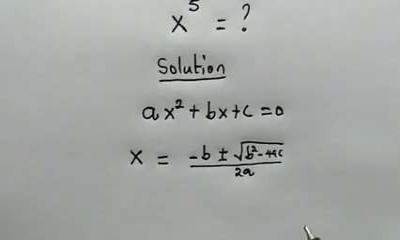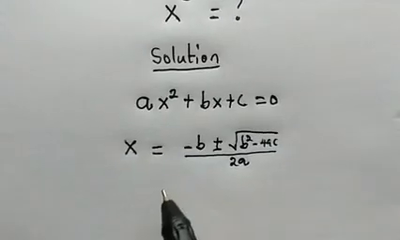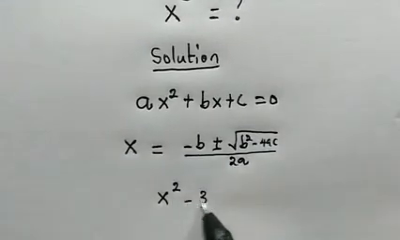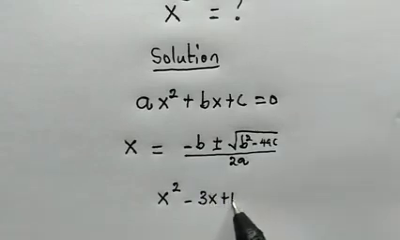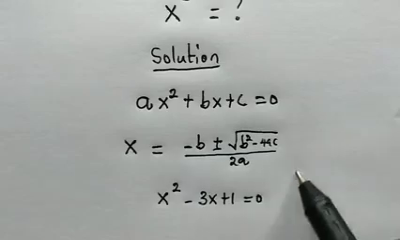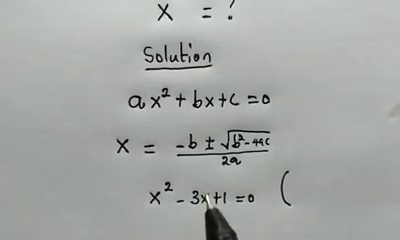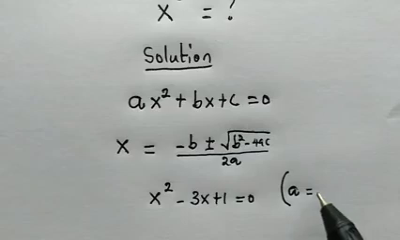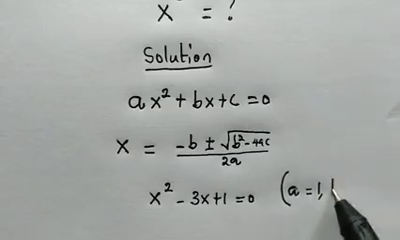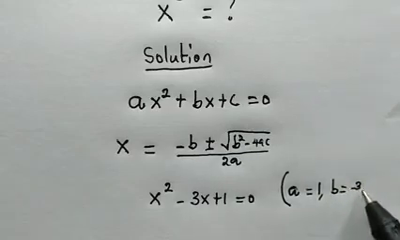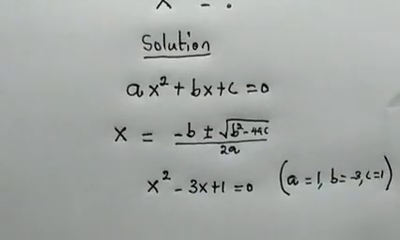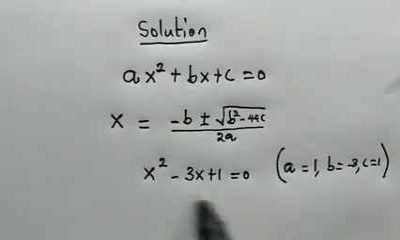Okay, now let us bring down the given equation. Our equation is x squared minus 3x plus 1 is equal to 0. If you carefully look at this equation, you will find out that a, which is the leading coefficient, is 1. Our b here is negative 3, and our c, the constant, is also 1. So we can make use of this formula to solve this problem.